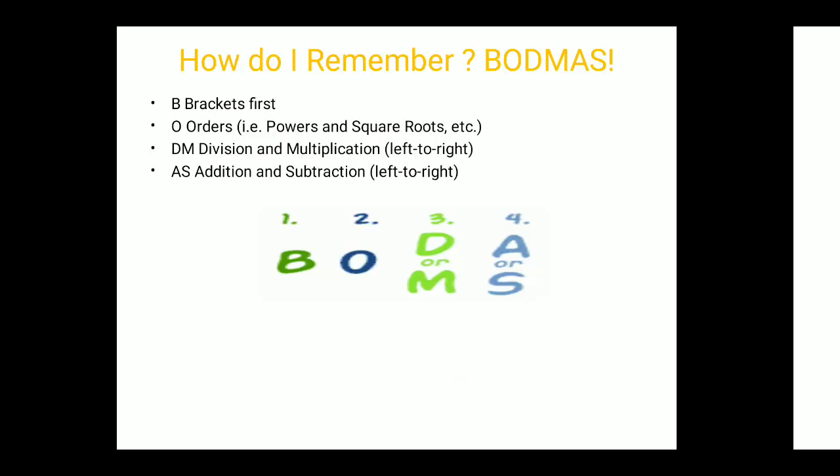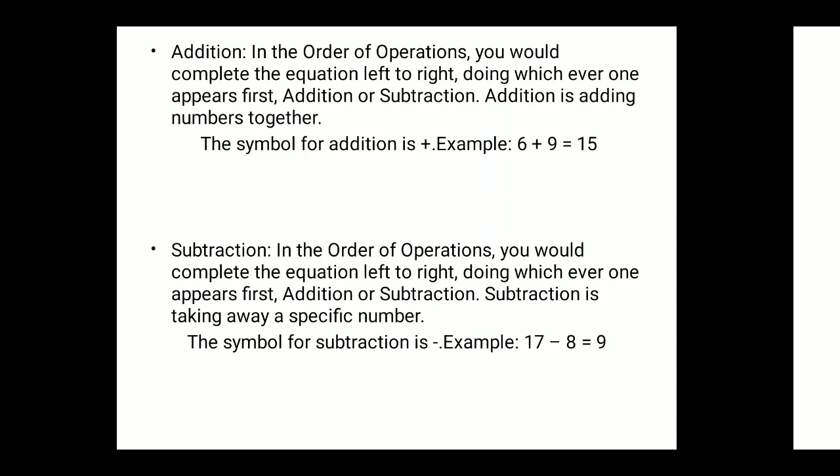How do I remember BODMAS? It's so simple. B for bracket first, O for order, DM for division and multiplication, and AS for addition and subtraction. First B, second O, third D and M, and fourth A and S. If I talk about addition, in the order of operations, you would complete the equation left to right, doing whichever one appears first, addition or subtraction.